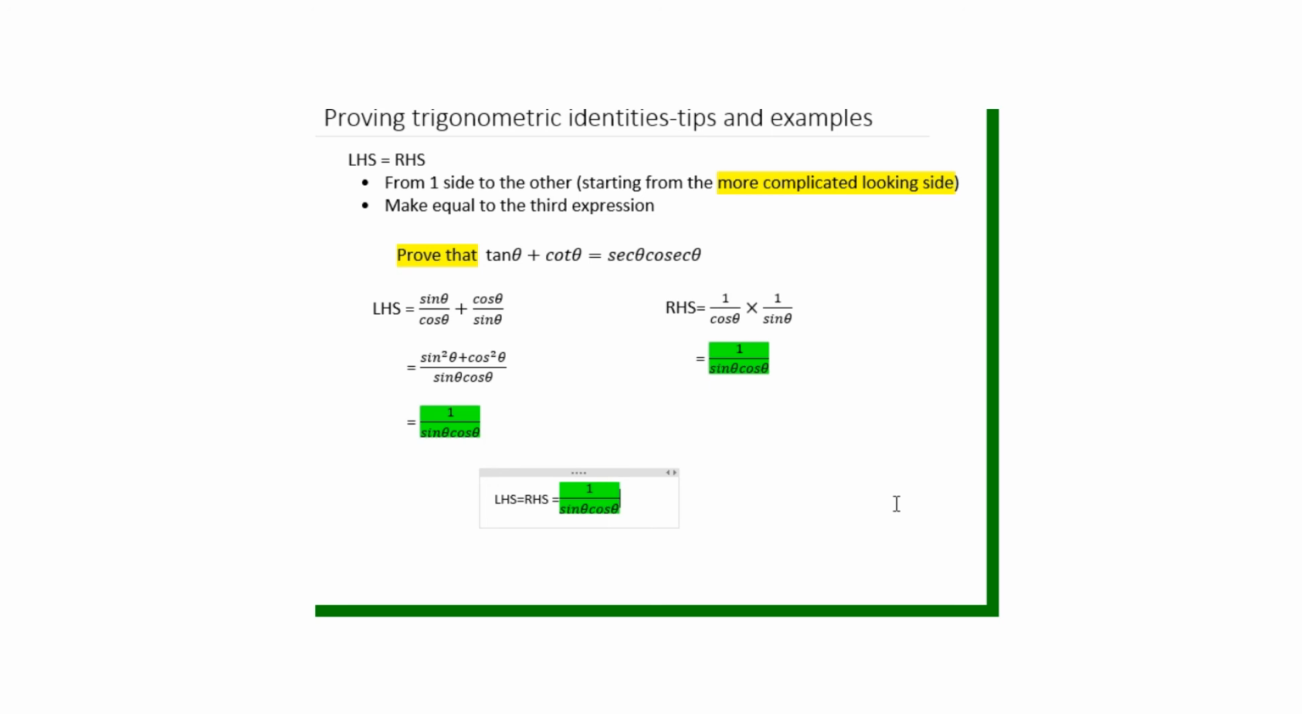Alright, so keep in mind you can go from one side to the other, starting with the more complicated looking one, or you can make both the left hand side and right hand side equal to a third expression like what we did over here.